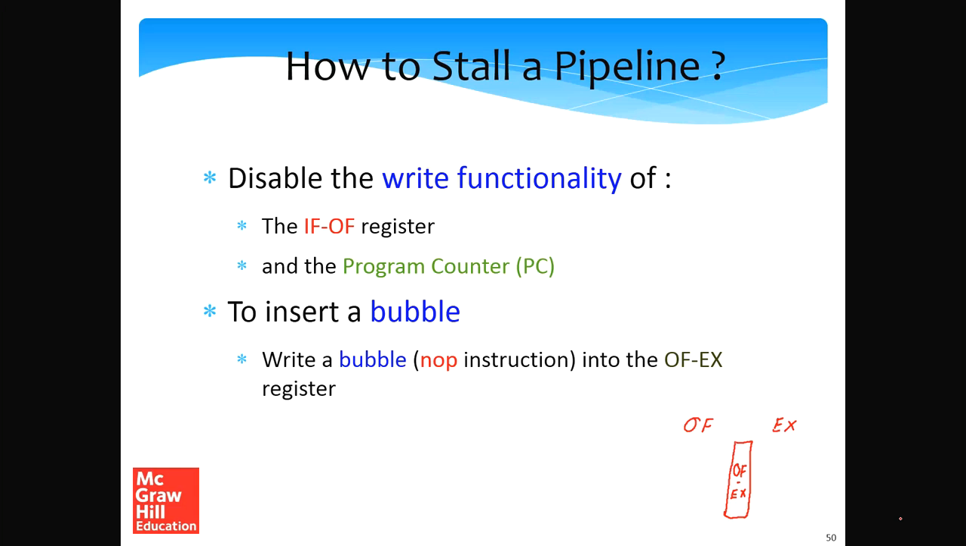So what we need to do is write a no-op instruction into this register. In the next cycle, it will propagate along the pipeline, and in the next register, which is the EXMA register, it will reach that register in the next cycle. So this is the way a bubble propagates, the same way a normal instruction propagates. It's just that a bubble does not have any effect.